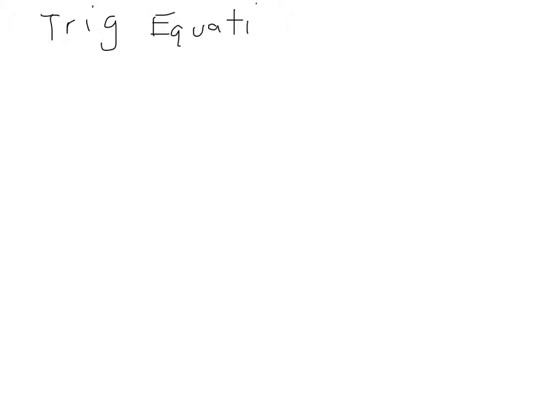Alright, so just like any other equation, trig equations involve a variable and we're trying to find the value of that variable. Now, let's say we have something like this. Cosine of theta equals a half.